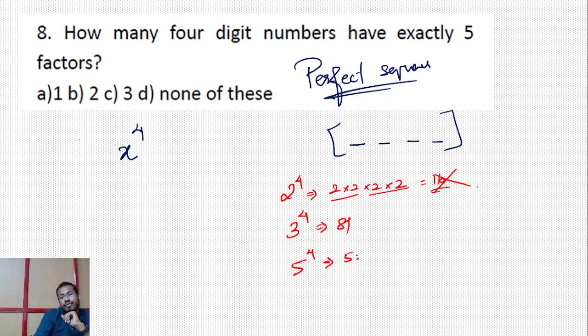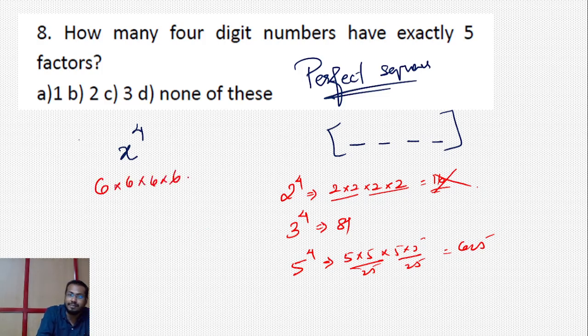What is 5 power 4? 5 into 5 into 5 into 5. 5 5s are 25, and 25 into 25 is 625. That is also not a 4-digit number. But I need a 4-digit number. So let's check 6. 6 into 6 into 6 into 6. So what is 6 power 4? 6 cube is 216, and 216 into 6 is 1296. Look at this. This is a 4-digit number.